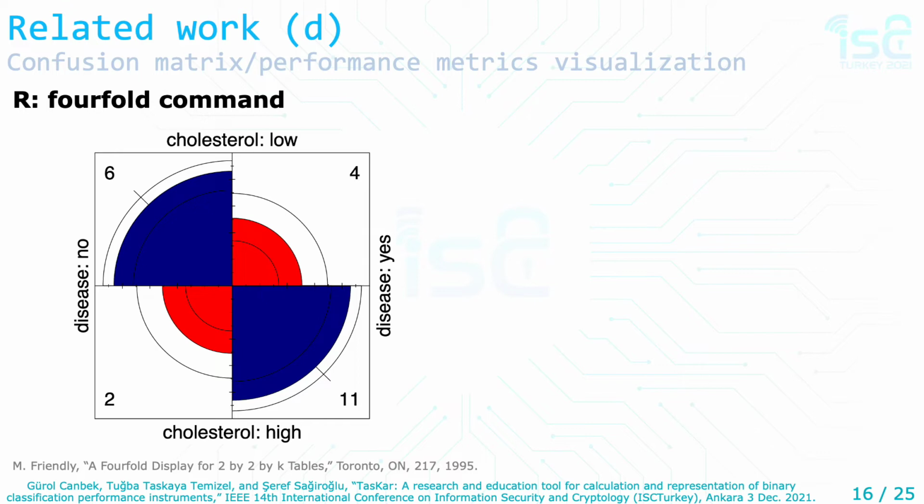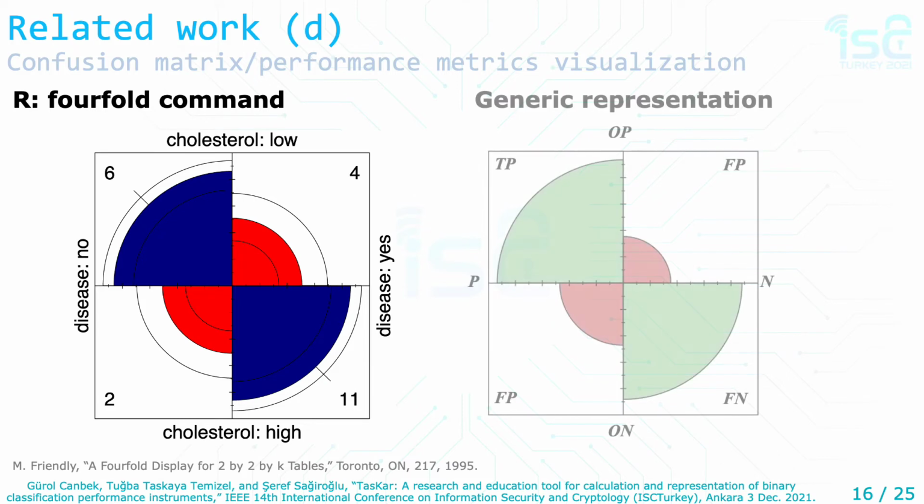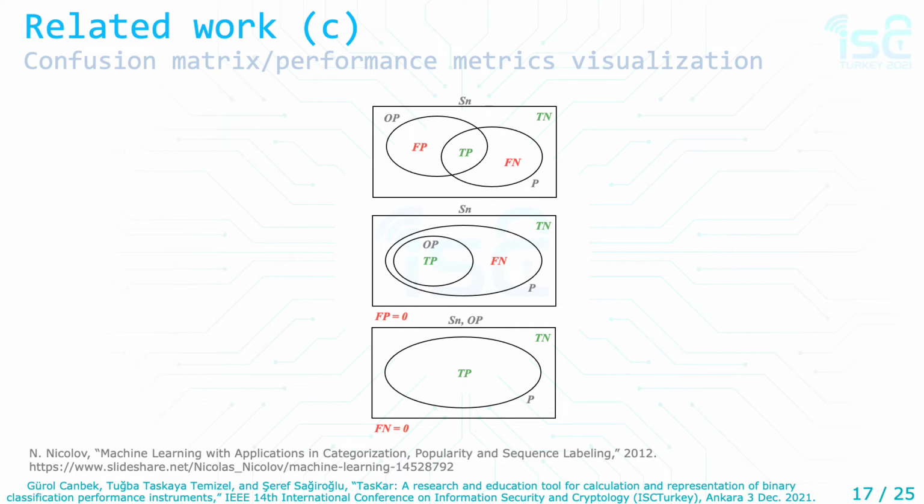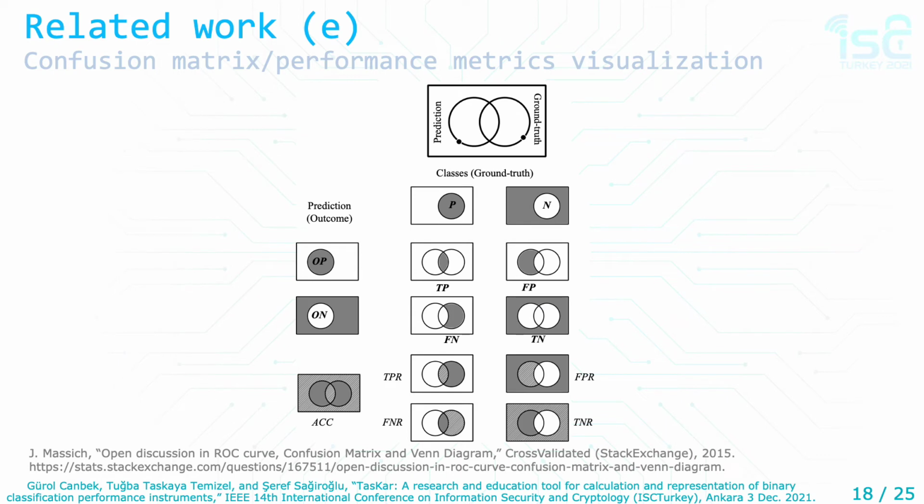Here you can see a similar approach from R, another engineering software package. The graphics output of fourfold plot command shows the performance measures with circular sections relatively. In this example, different performance evaluation cases are depicted in Venn diagrams. Here you can see a more elaborate approach to depict confusion matrix, ground truth prediction classes, as well as well-known performance metrics such as accuracy.